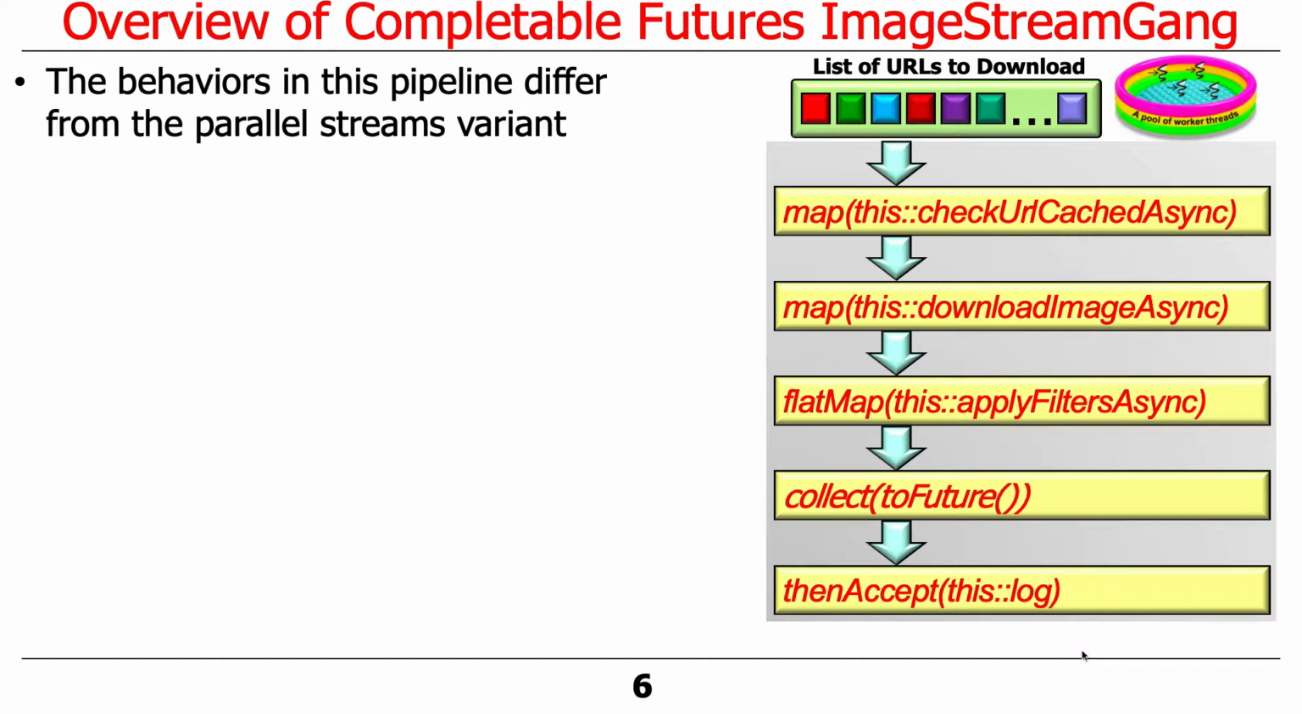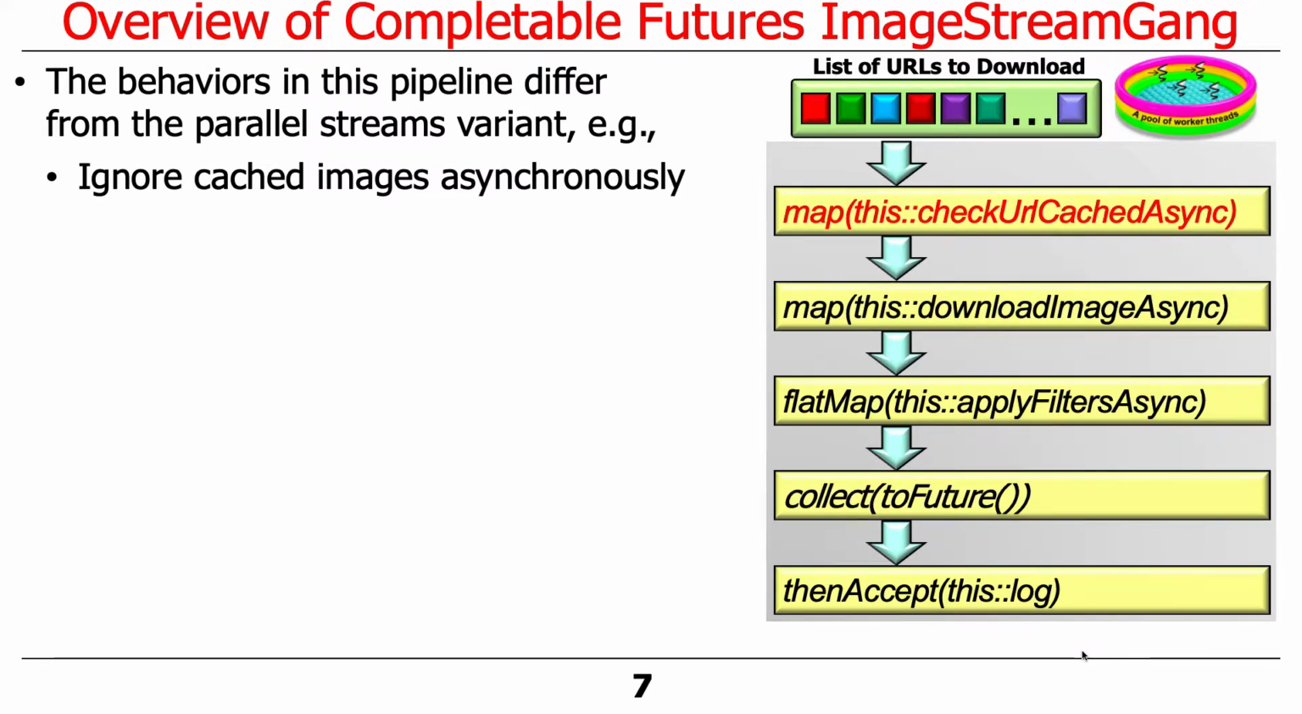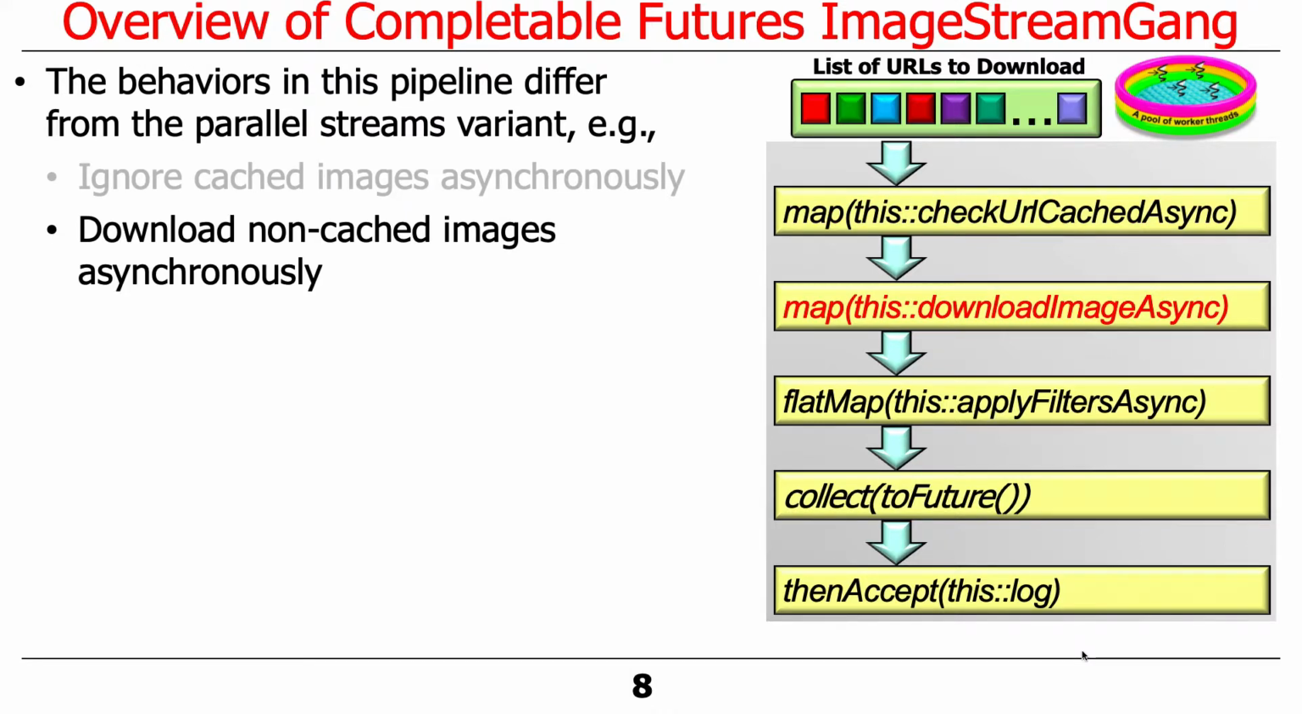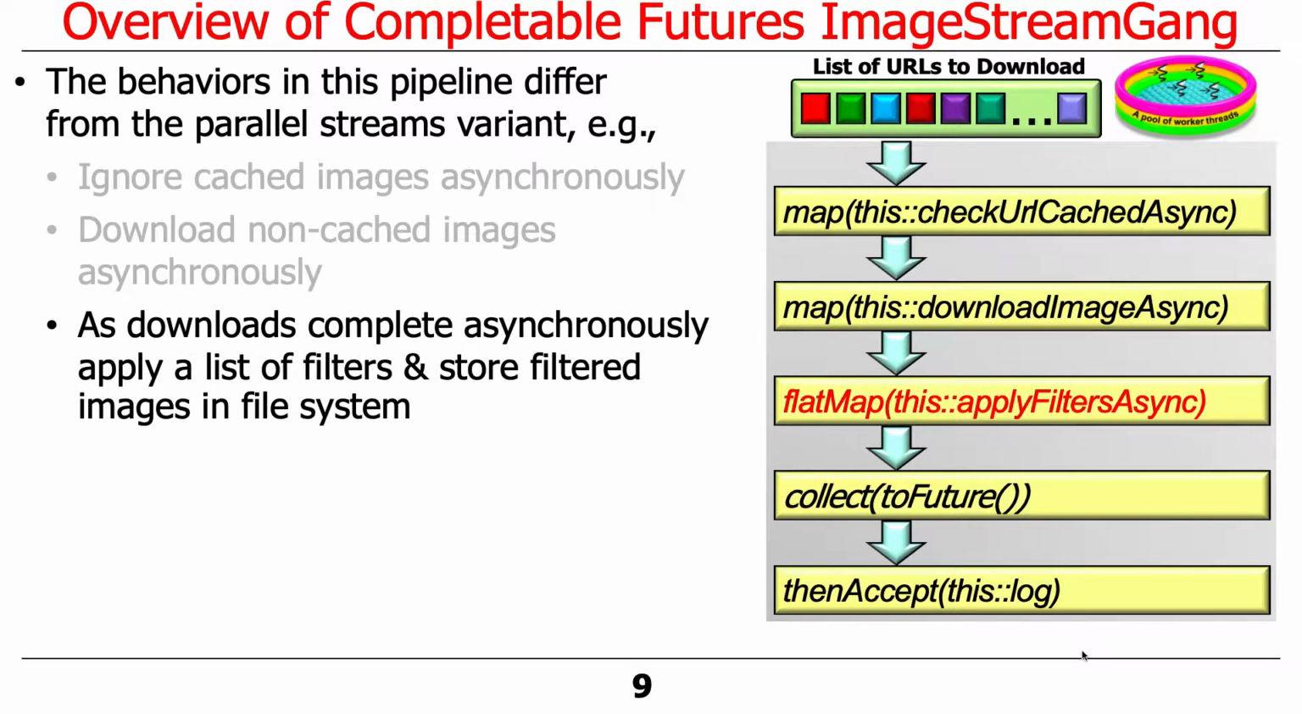opposed to synchronous processing. So we'll ignore the cached images asynchronously by using a method called checkURLCachedAsync, which, as the name suggests, will asynchronously check if images are cached. We'll download the non-cached images asynchronously, again using a method reference called downloadImageAsync.